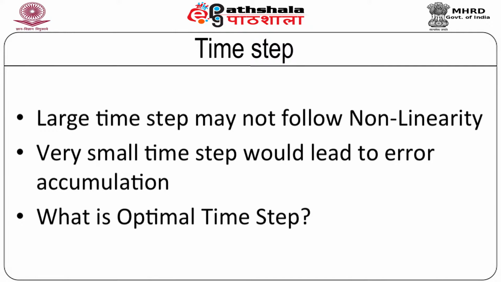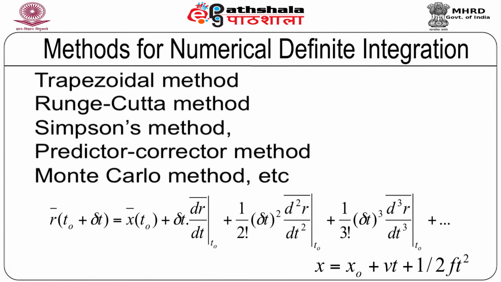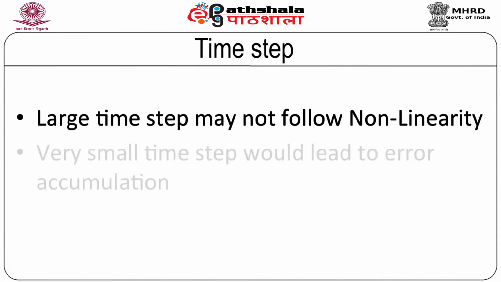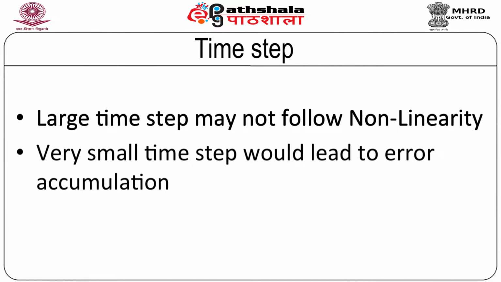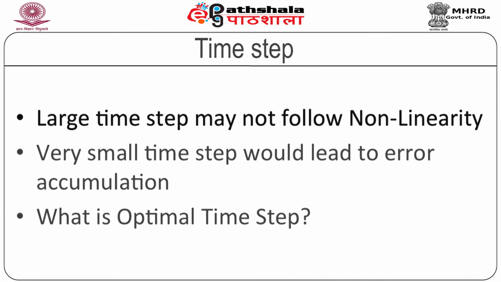So we had considered that the region is linear for small h value, or in this case also the second derivative of energy or third derivative of energy. These may not be linear for a delta t value of large value, and if we make a very small time step, we will accumulate more error. So what is the optimal time step?